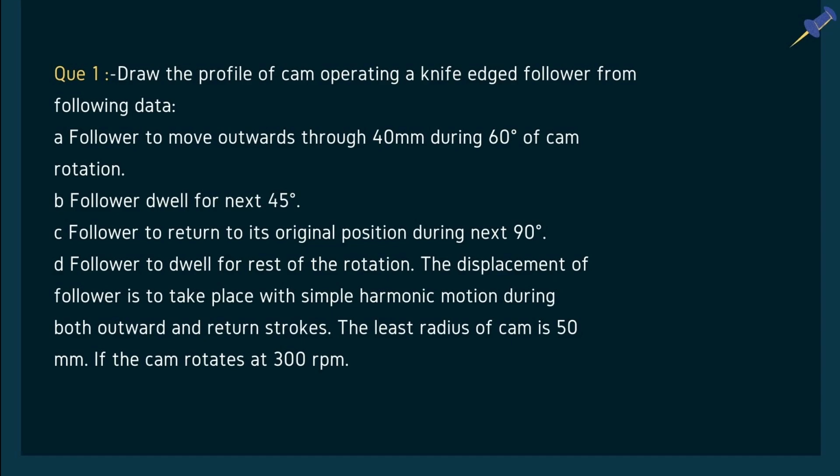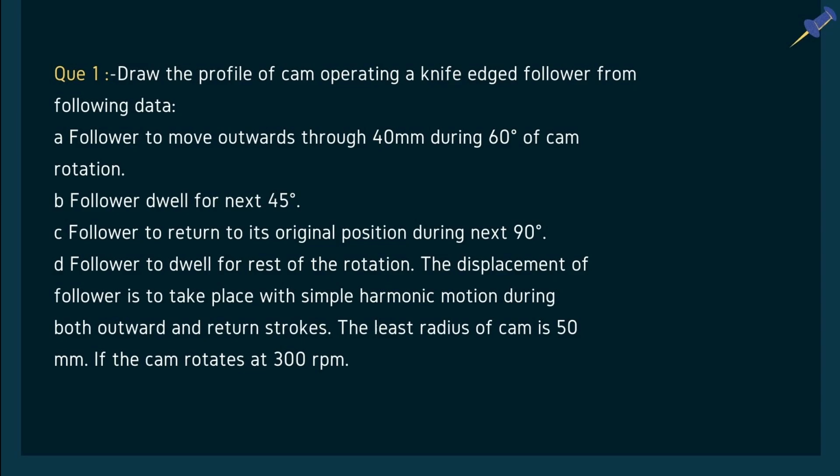The least radius of the cam is 50 mm, and the cam rotates at 300 rpm. This is our question. Here in this question, the follower is a knife edge follower to move outwards through 40 millimeter during 60 degree of the cam rotation.